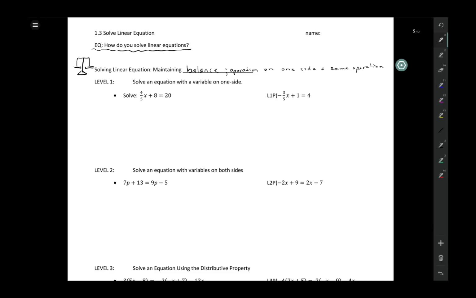So, solve an equation with a variable on one side, level 1. Easy peasy stuff. Well, 4/5 x plus 8. Wow, hitting you guys with a fraction already, but don't let them scare you, okay? Don't let fractions scare you. Don't be afraid of fractions.